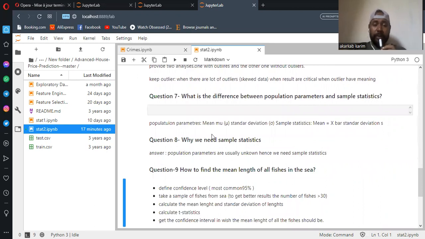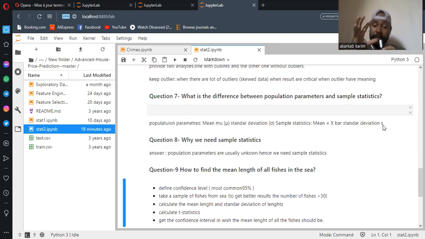For population parameters, we have the mean, which uses the Greek symbol mu, and we also have the standard deviation, which uses another Greek symbol. So in the population parameters, we use these Greek characters. For sample statistics, we have x bar for the mean, and the standard deviation is called S.